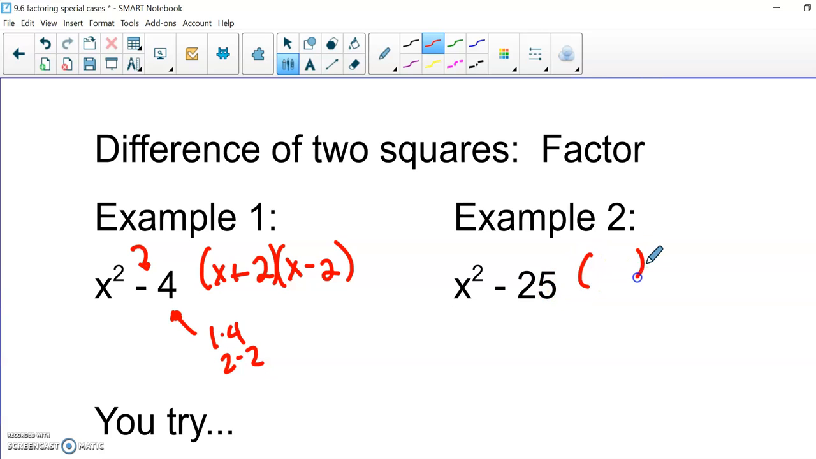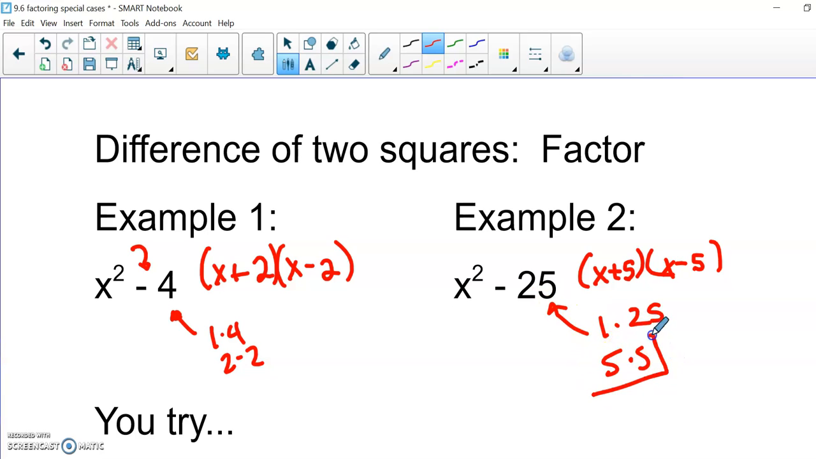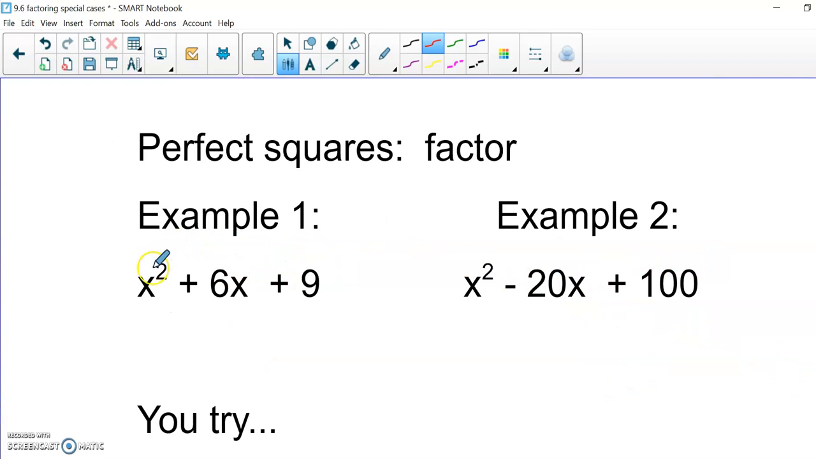Okay, same thing here. We start with a perfect square, we end with a perfect square. You know we have to have 1 plus and 1 minus to multiply them together and get a negative. And the square root of 25 is 5. And if you forget that, just start: 1 times 25, 2 doesn't work, 3 doesn't work, 4 doesn't work, 5 times 5, there it is. Right. Here's the other example.